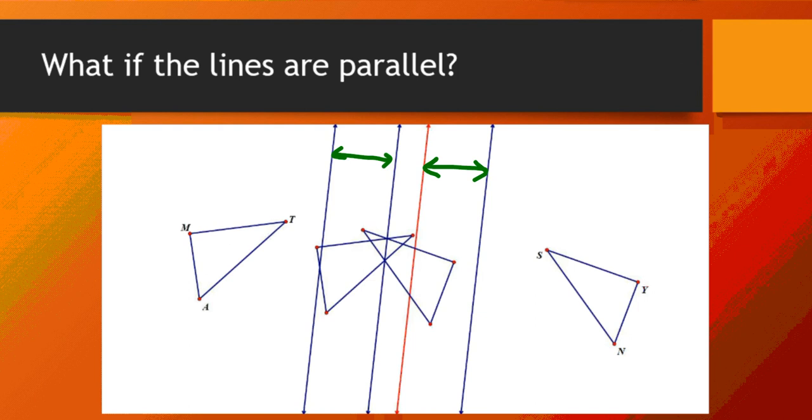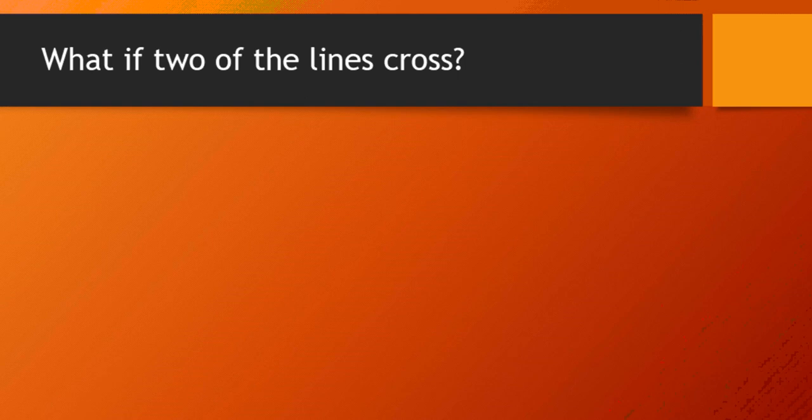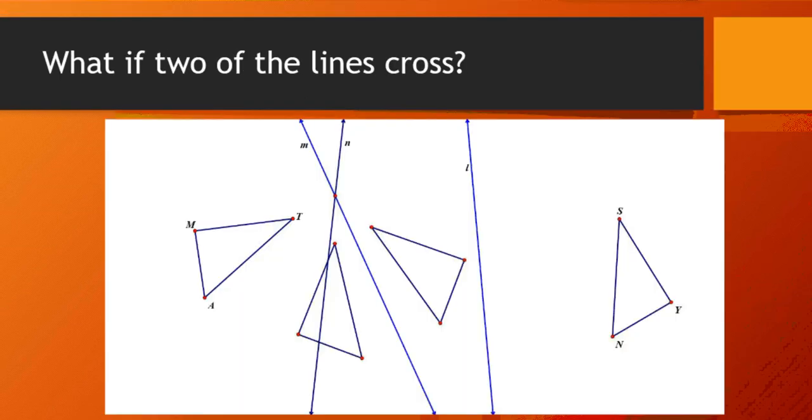That's crazy. Well, what if two of the lines cross? What if it's this scenario? So we reflect over, it appears that we've reflected over N and then M and then L. N, then M, then L. It is not obvious what transformation takes AMT to NYS. We're pretty sure there's got to be a reflection involved.